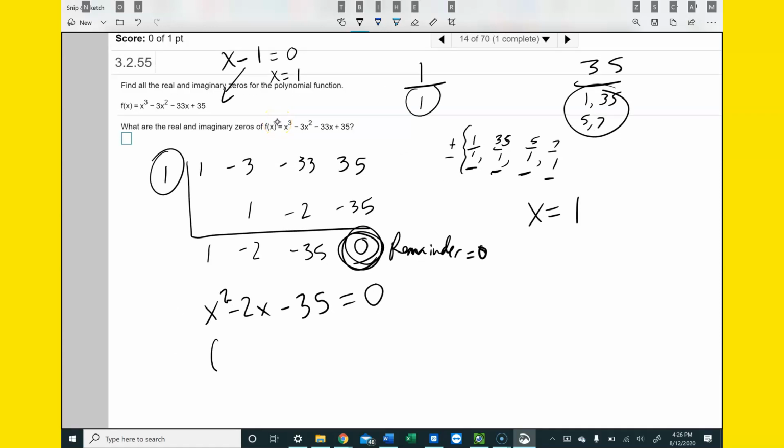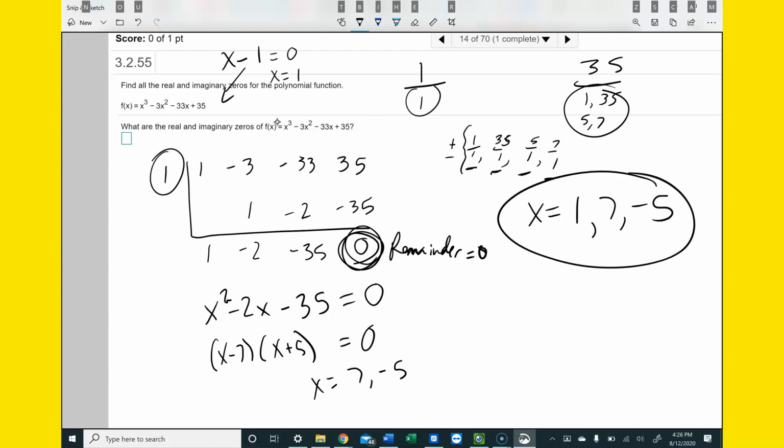This factors as x minus 7 and x plus 5. And so my other zeros are 7 and negative 5. So all three of my zeros are 1, 7, and negative 5. They're all real numbers. I don't have any imaginary zeros. So 1, 7, and negative 5 are my answers.